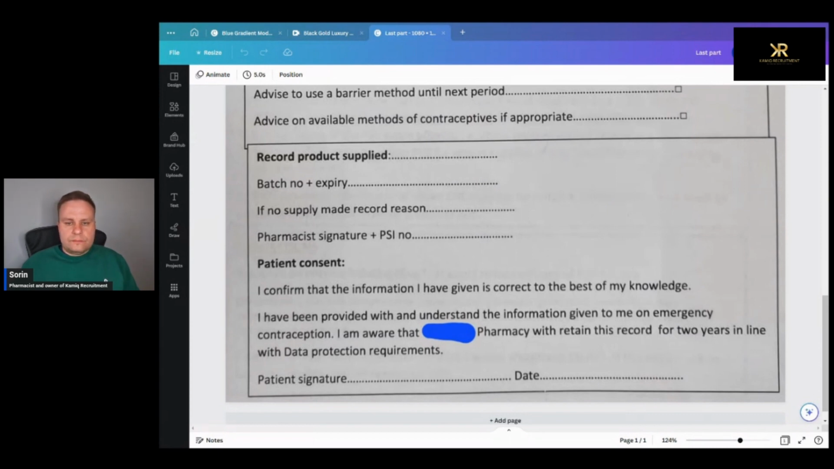So that's the form there for you. That's everything you need to know.